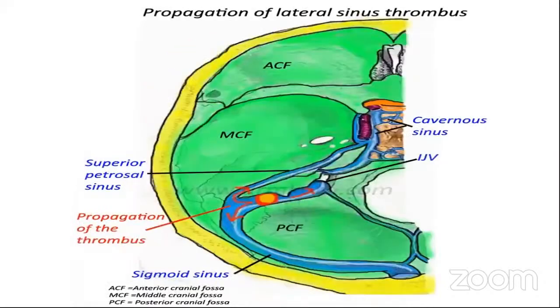This is again the propagation of thrombus, from the sigmoid sinus, it is going into the different venous sinuses, like superior petrosal as well as into the internal jugular vein. And finally, it can even go up to cavernous sinus.